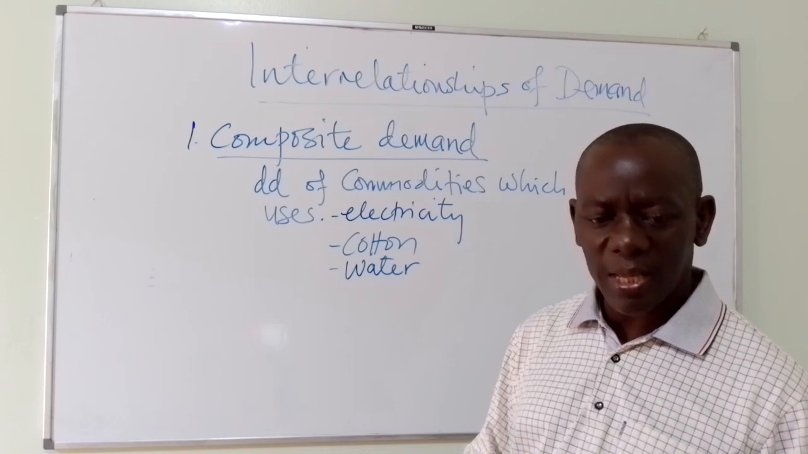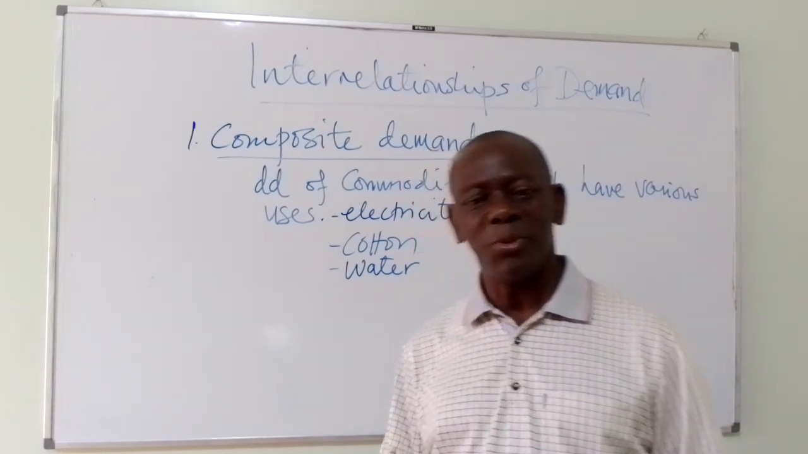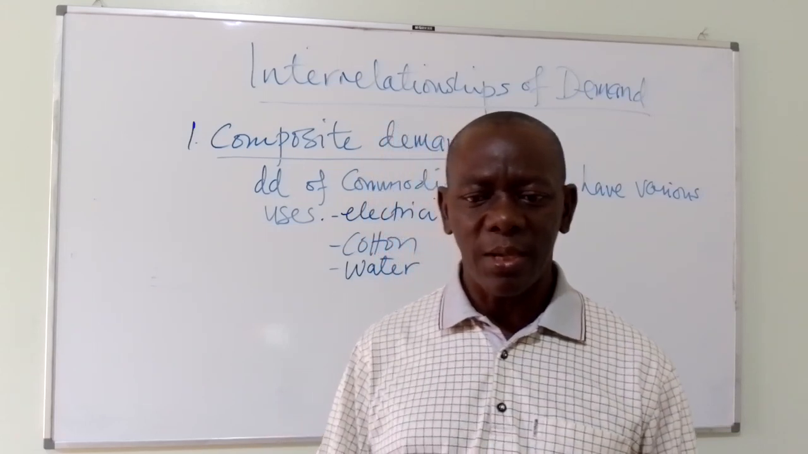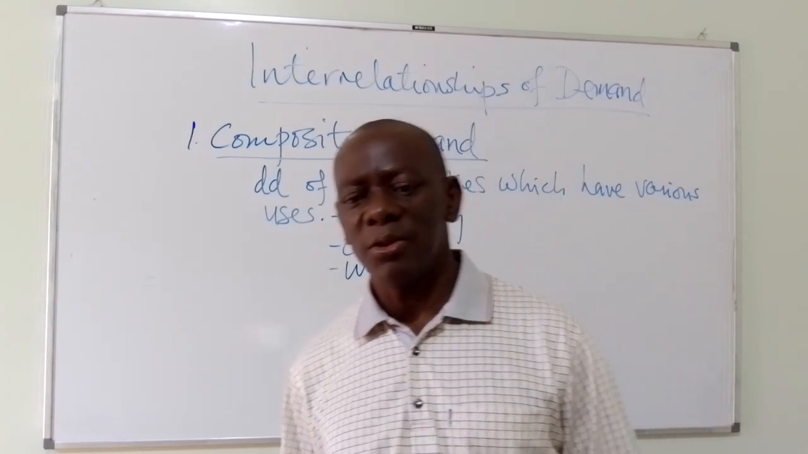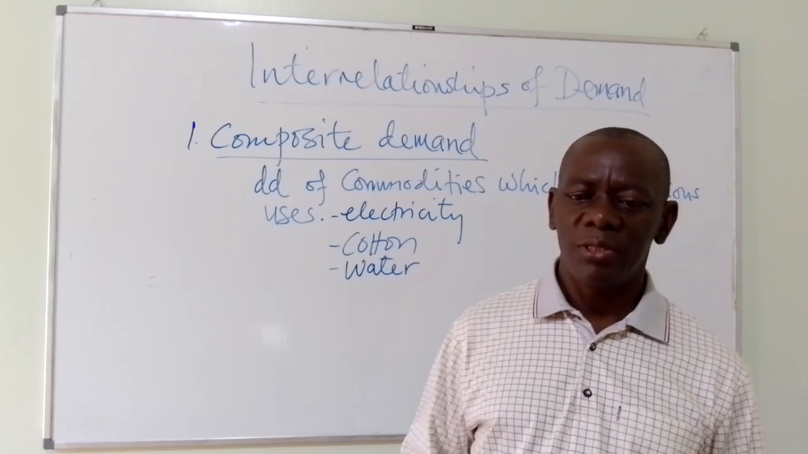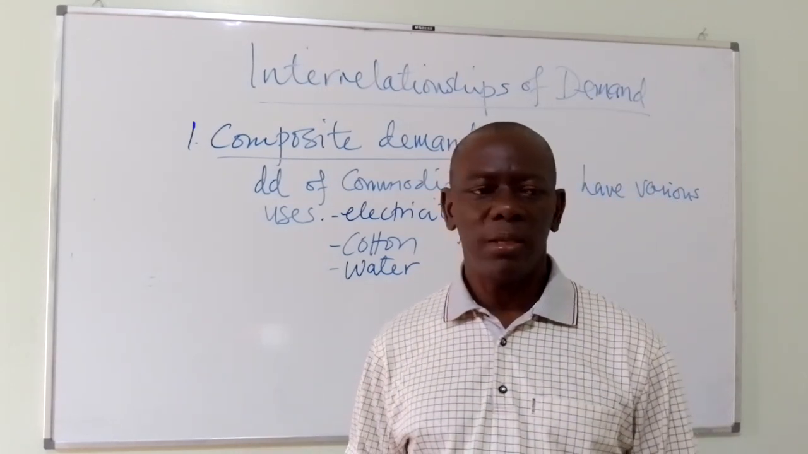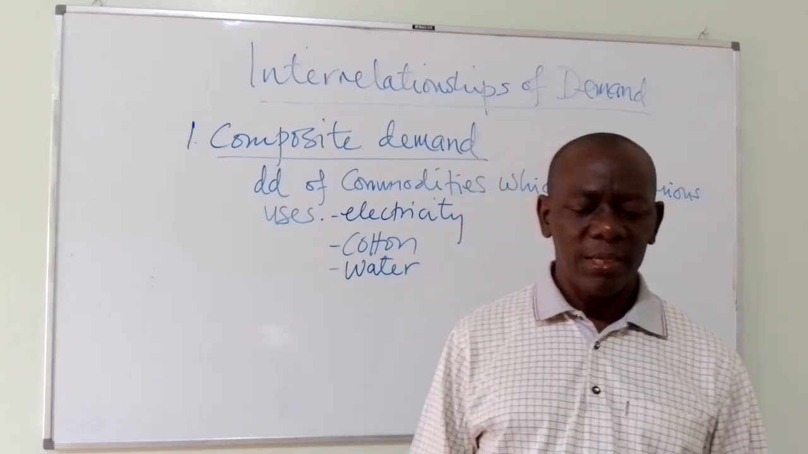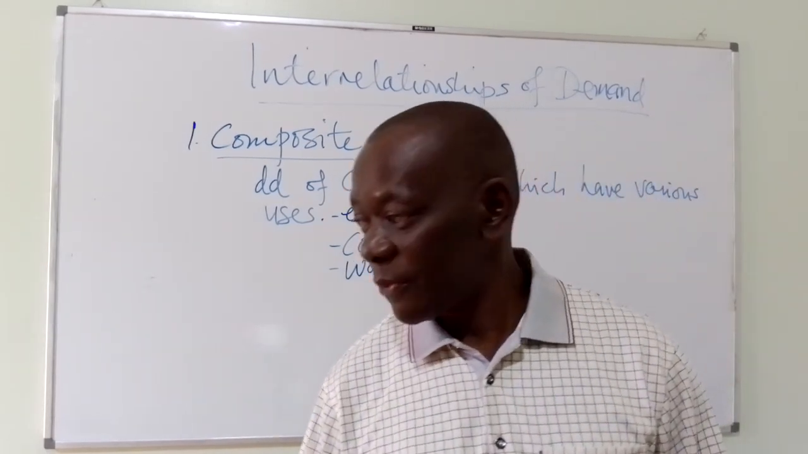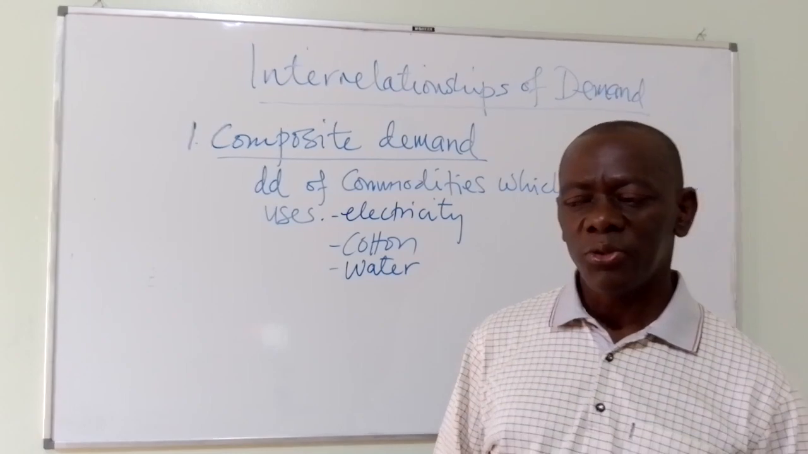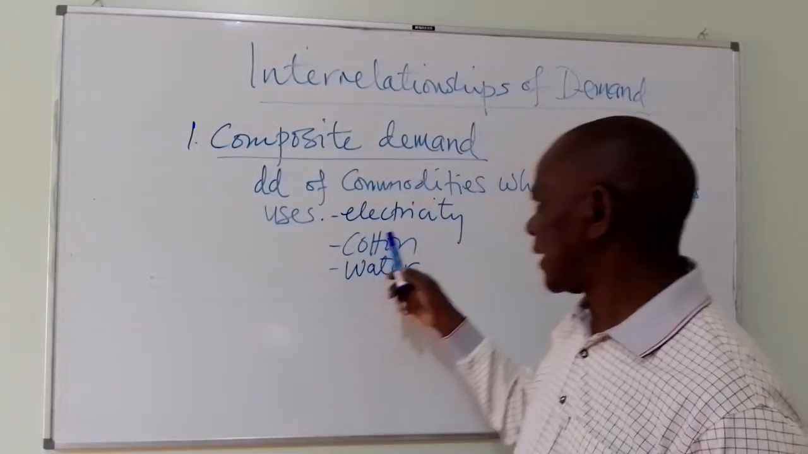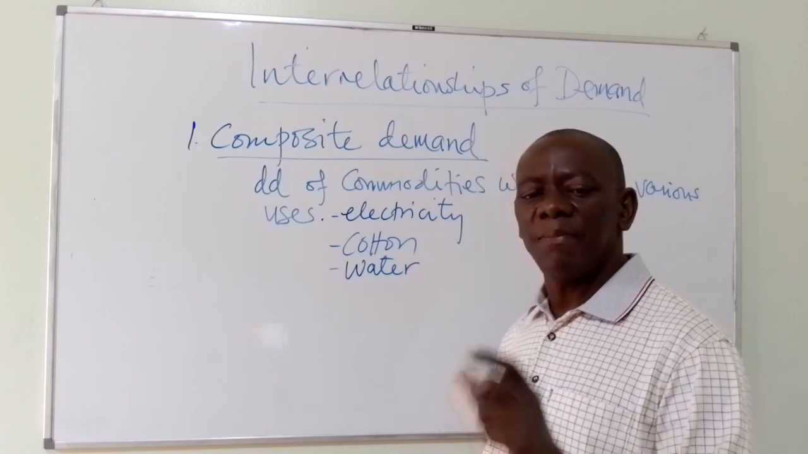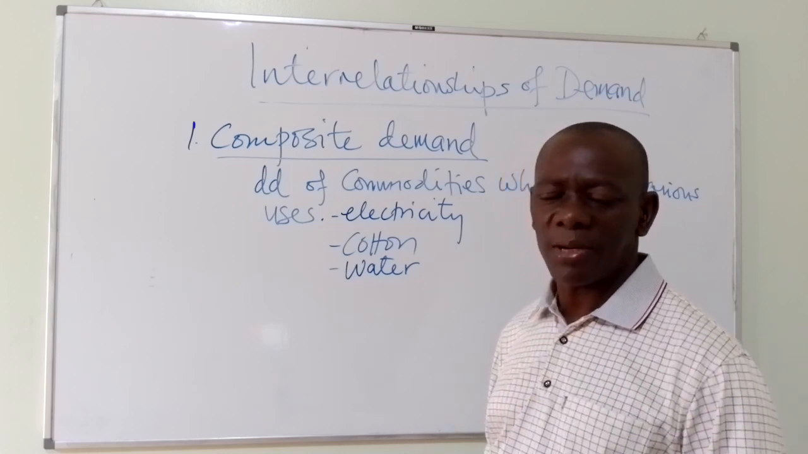You can use it for light. You can use it to power your electronics like a computer, radio, TV. You can use it to iron. You can use it to cook. You can use it for machinery, which you use for various activities at home. So when you have electricity, the demand for it has many purposes. It is not only for light.